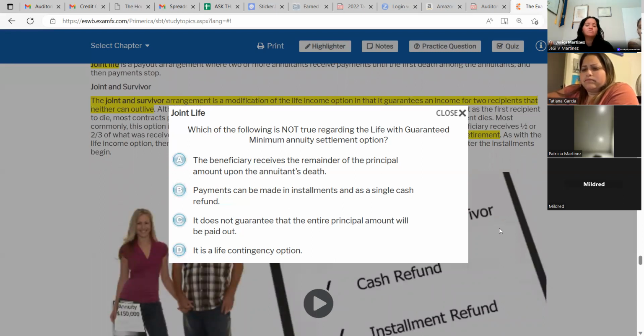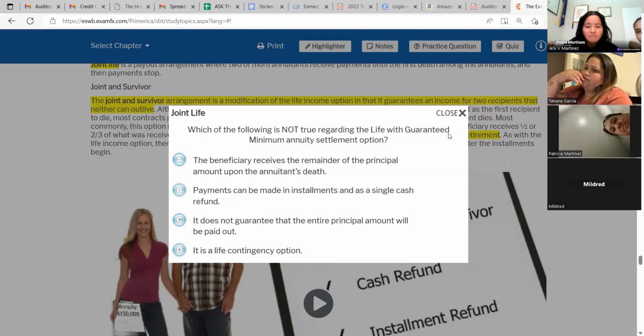I can honestly say I don't remember or know the answer to this one. From what I remember, I kind of read in the background that the beneficiary receives the remainder of the principal amount upon the annuitant's death. Life with guaranteed minimum annuity settlement option, so it has a guaranteed minimum. So I know A and B are out. I think it's D, but I'm not 100% sure. Do you want me to try D, or something else? Try D. Okay, let's try D.